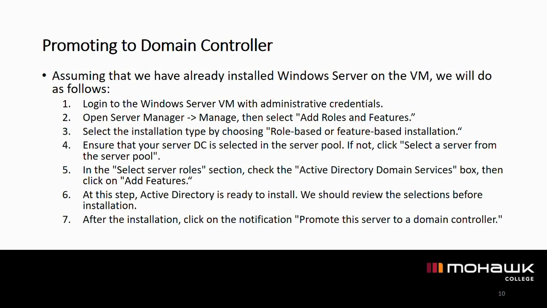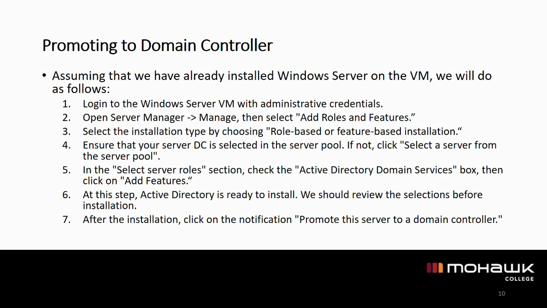First, log into the Windows Server virtual machine with administrative credentials. So we need to have administrative username and password. Second, open Server Manager and then go to Manage. Then select Add Roles and Features.